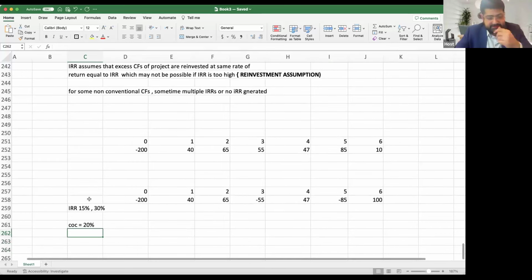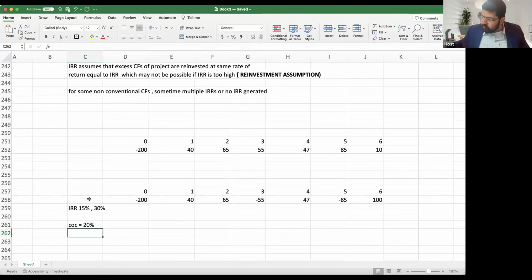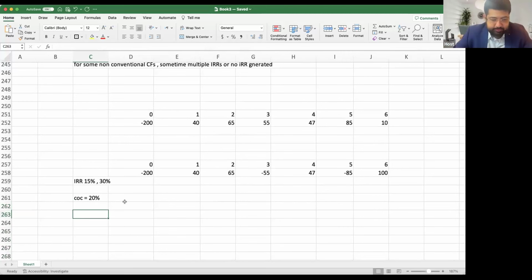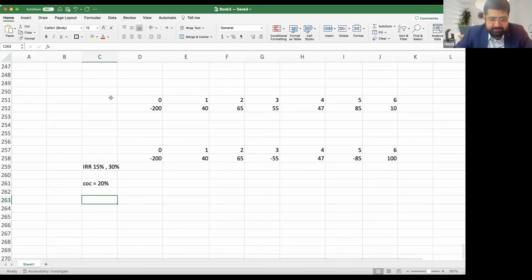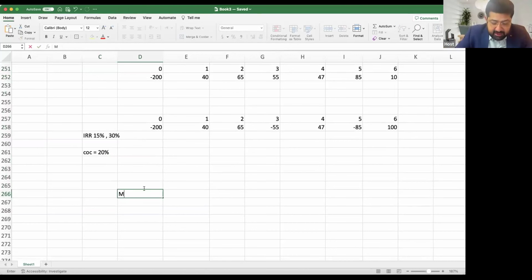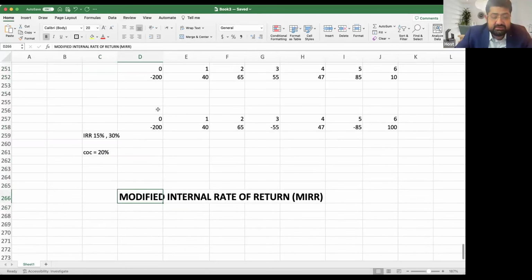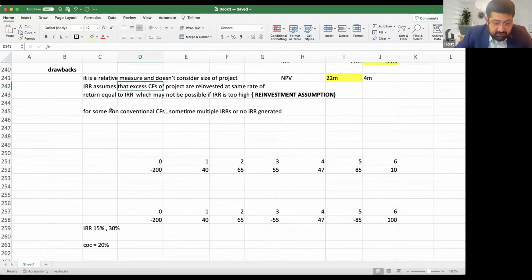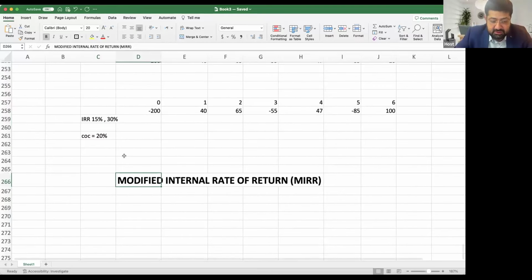Any question so far? So I have discussed it. Then came the concept of MIRR, modified internal rate of return, which removed all these drawbacks, especially the last two: the reinvestment assumption and the multiple IRR case. It removed these drawbacks.